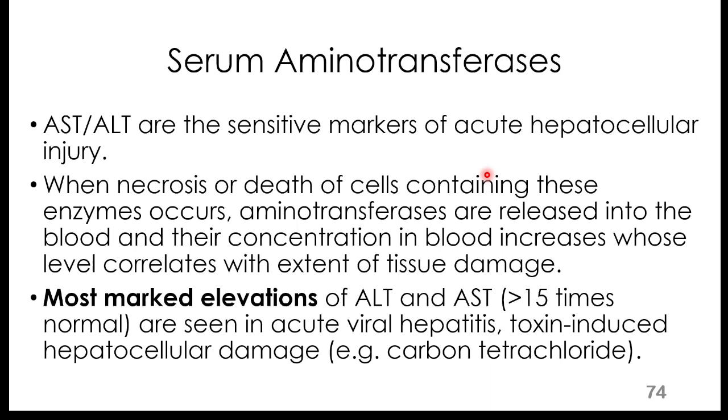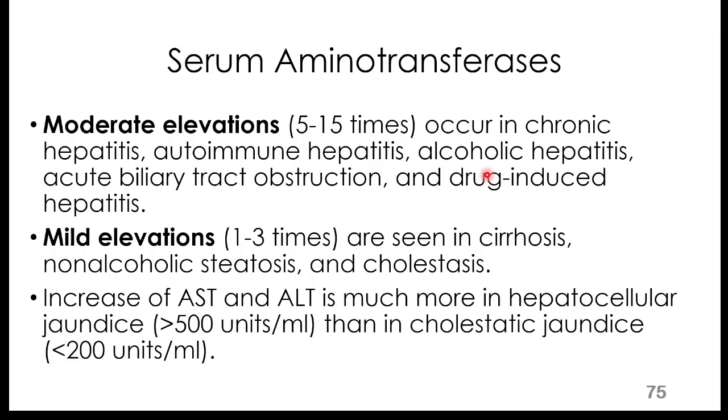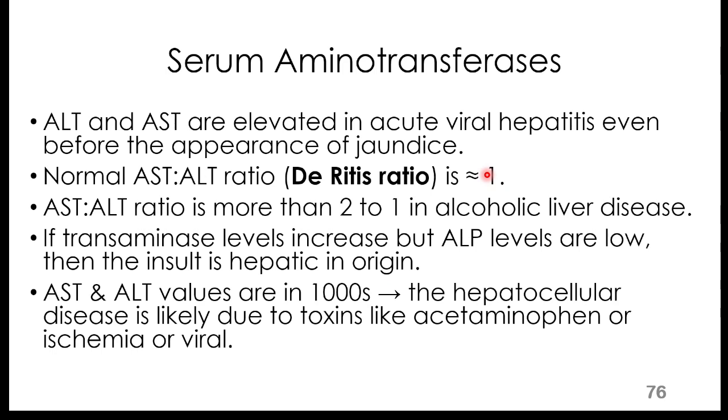Now, let's talk concerning the serum aminotransferases, let's just talk about the ratio, the Ritis ratio. ALT and AST are elevated in acute viral hepatitis even before the appearance of jaundice. Now, there's a ratio of the level of AST to ALT. Normally in liver cells, in hepatocytes, the proportion of AST to ALT is about 2.5 to 1. So there is more AST than ALT.